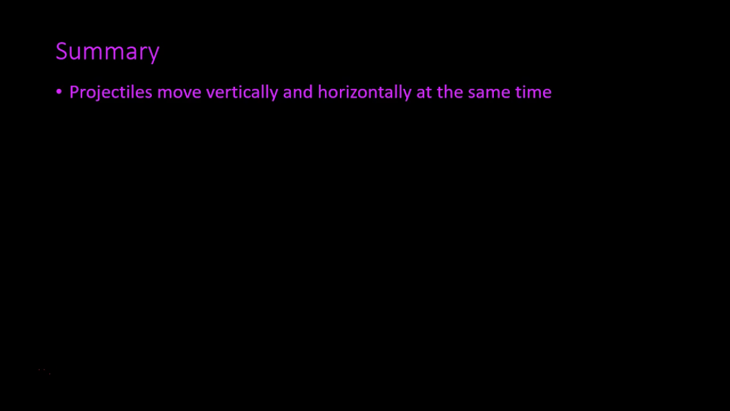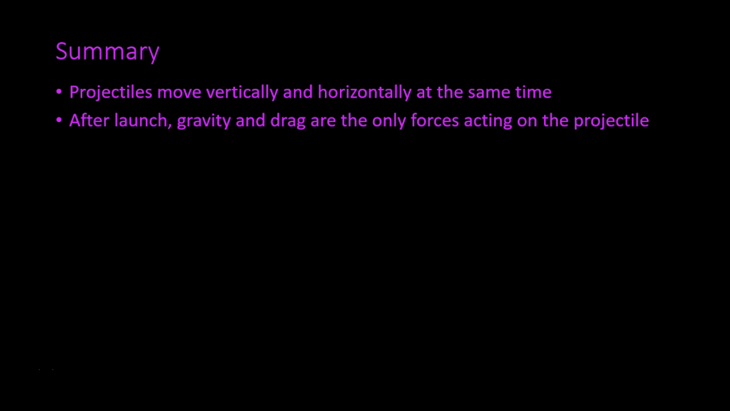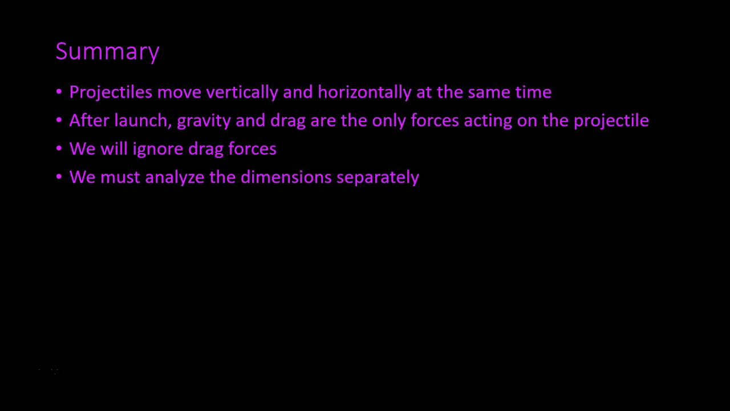This wraps up what we wanted to learn about projectile motion in this podcast, so let's summarize what we've learned. First, projectile motion in general occurs when an object is moving vertically and horizontally at the same time. After the launch, gravity and drag are the only forces acting on the projectile. We're going to ignore drag forces because it makes the math too complicated. What's important to remember when analyzing projectile motion is we must analyze the dimensions separately. You cannot combine vertical information with horizontal information. They must be analyzed separately.